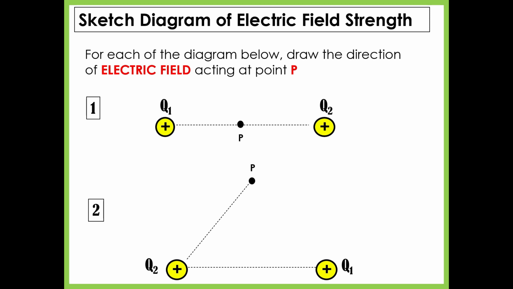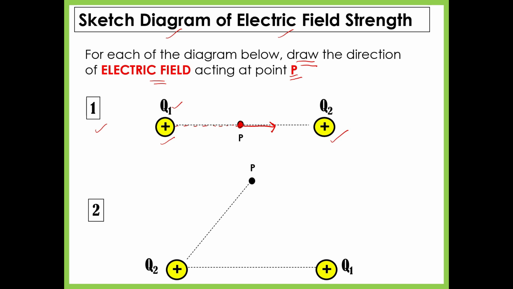Let us do some example for sketching for electric field strength. So the question asks us to draw the direction of electric field at point P. So for number 1, point P is in the middle. We have charge number 1, charge number 2, and both are positive. So with respect to Q1, at point P, direction of electric field is going to be to the right because the direction of electric field is outward.